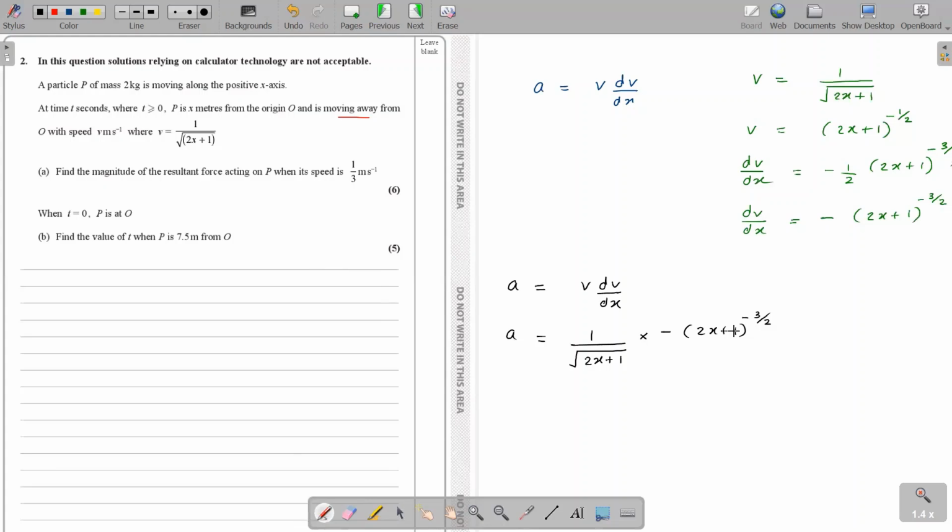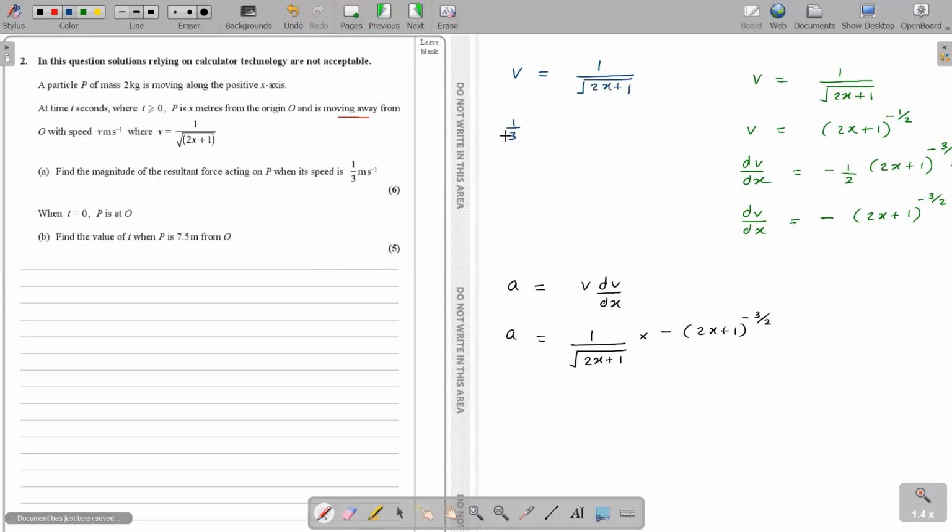So if you can get the x value here, you can substitute it into this equation and get the acceleration. We do have the x value, right? They have given us the speed, which is 1 over 3. So you can replace the speed v value as 1 over 3 and get the respective x value.